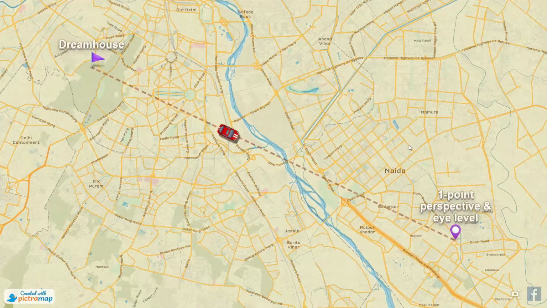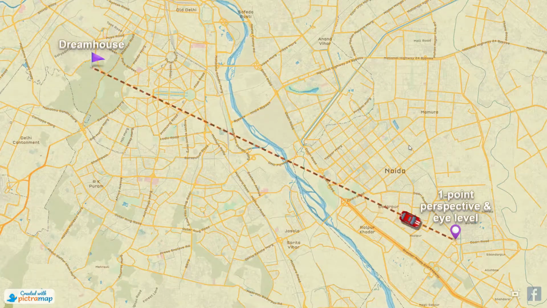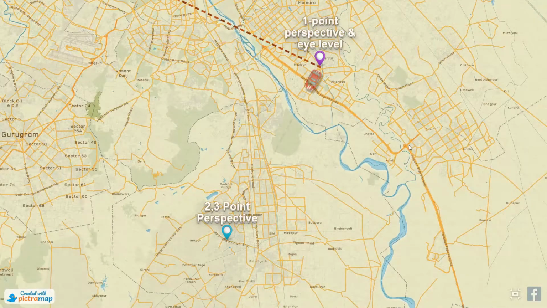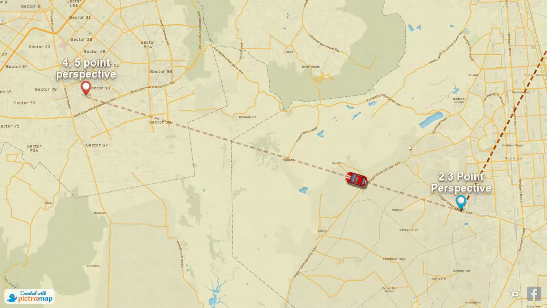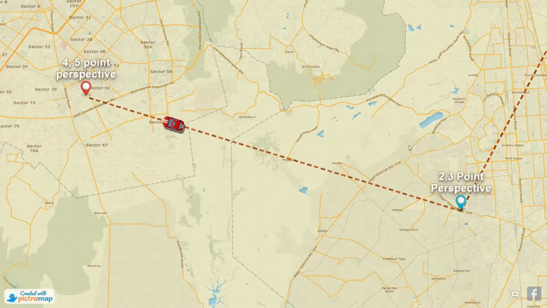So, until now we have covered 1 point perspective and eye level. From there we went towards the second stop, which was 2 point and 3 point perspective, and now our next stop is 4 and 5 point perspective.